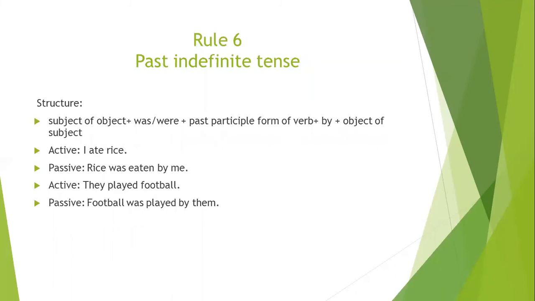Our next rule is for past indefinite tense. How we will change the voice from active form into passive form. The structure is subject of object plus was or were plus past participle form of verb plus by plus object of subject. See the first example.